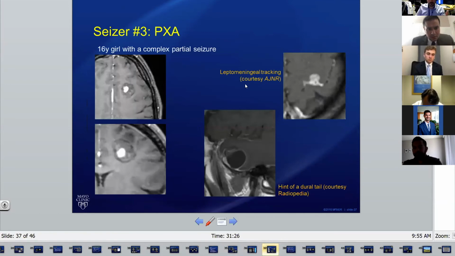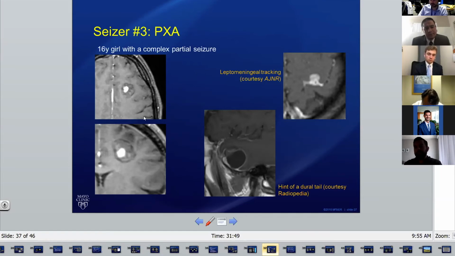So the third of the seizure-producing tumors in this heuristic that I like to think of is a PXA. Here's an example of what a PXA looks like. This is a 16-year-old girl who presented with a complex partial seizure. Similar to a ganglioglioma, there's this region of homogeneous contrast enhancement, but this looks a little bit different. There's this peripheral component that's not enhancing.